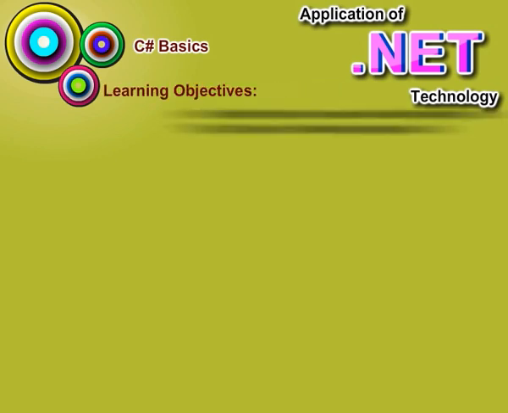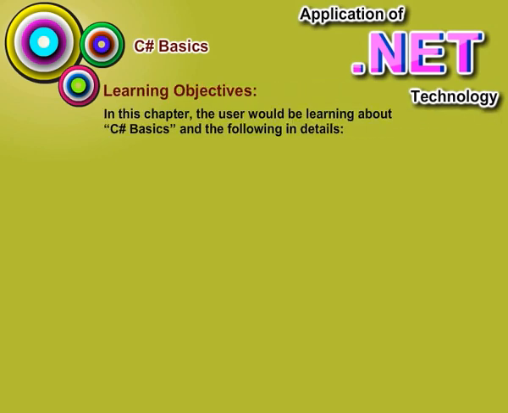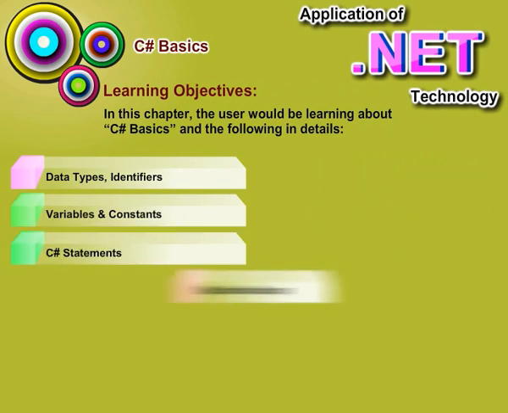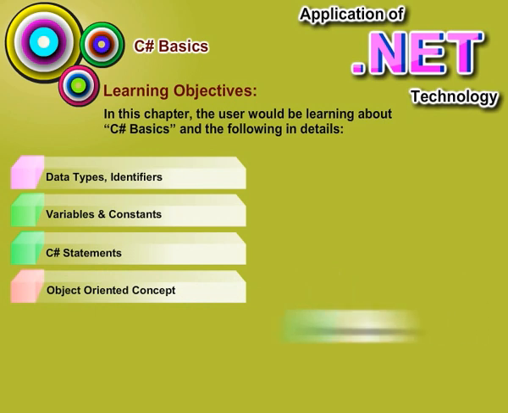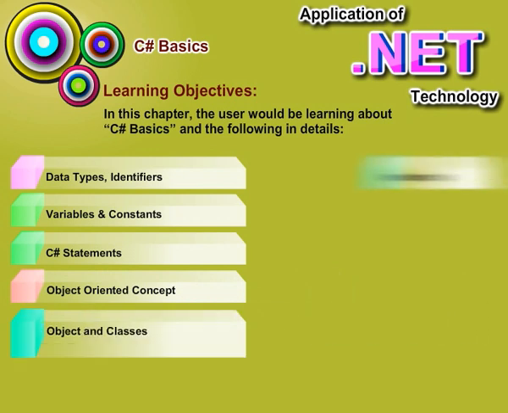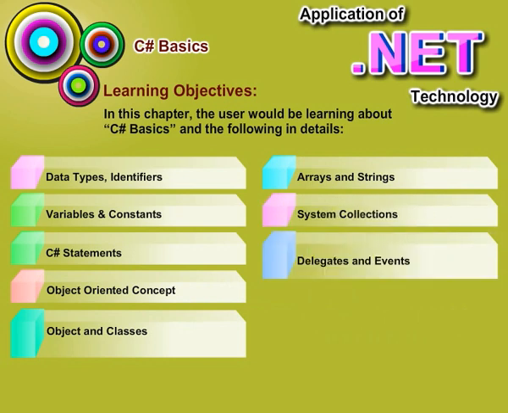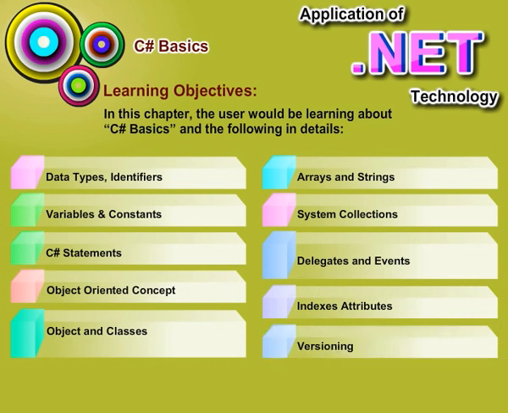Learning objectives. In this chapter, the user would be learning about C# basics and the following in detail: data types, identifiers, variables and constants, C# statements, object-oriented concepts, objects and classes, arrays and strings, system collections, delegates and events, indexers, attributes, versioning.